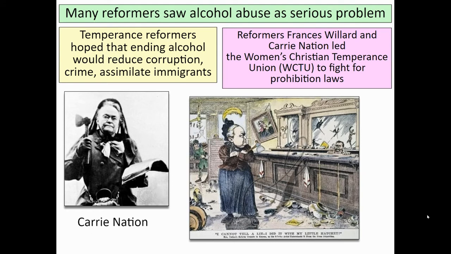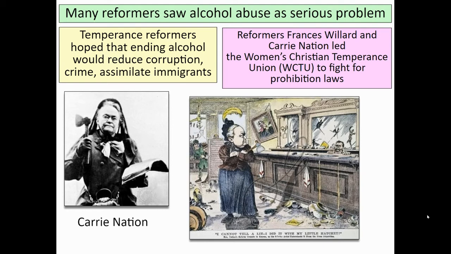Another area of need of reform that we've previously talked about was the idea of alcohol. And we are familiar previously with the temperance reforms, that they thought that they could reduce corruption and crime, and maybe that they could draw more immigrants in. And you had reformers such as Frances Willard and Carrie Nation lead what's called the Women's Christian Temperance Union to fight for prohibition laws.